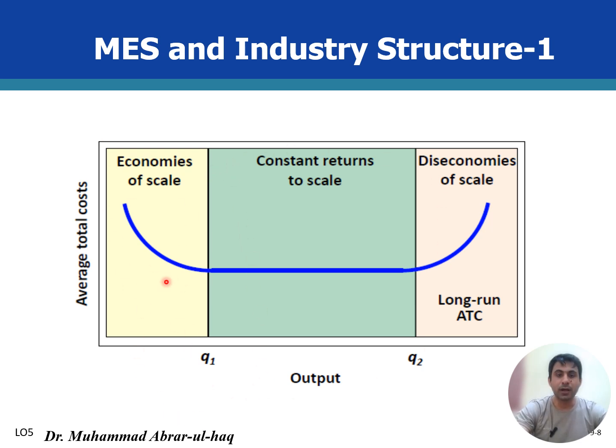So the first part is representing economies of scale, when the long run average total cost curve is declining. In the middle portion, the green highlighted area, that's representing a constant return to scale, when the firms are having a constant return to scale. I mean, it's increasing proportionally. And the last stage, the diseconomies of scale, is represented by the increase in the average total cost curve. And MES in this diagram, in this scenario, will occur at Q1.